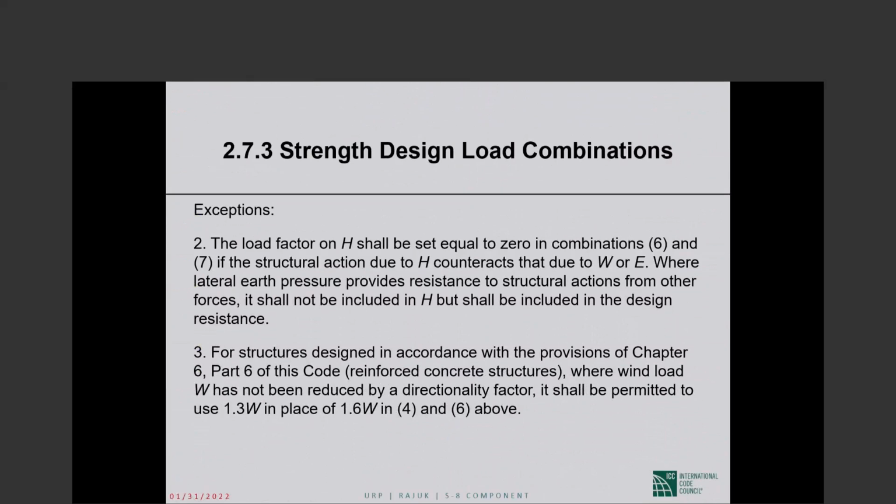Then, for structures designed in accordance with the provisions of Chapter 6, Part 6 of this code, reinforced concrete structure, where wind load has not been reduced by directionality factor, it shall be permitted to use 1.3 in place of 1.6. It all sounds very complicated. So let me explain again. This is important. The load factor on wind is 1.6 in the load combinations.